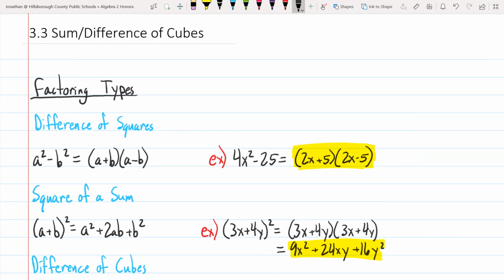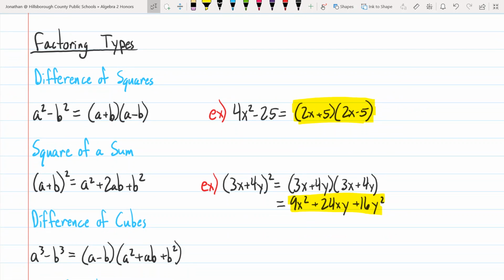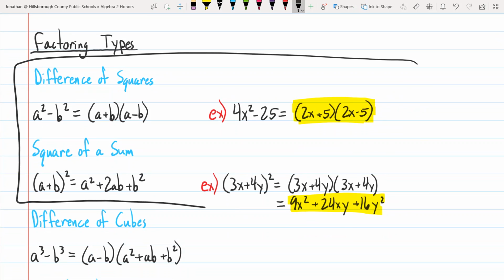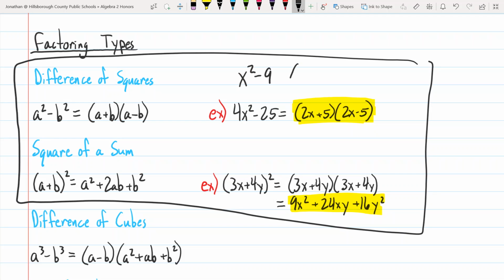So, this is sum and difference of cubes. To start this lesson out, I went over the difference of squares and square of a sum. Difference of squares is something you should know. You've seen it all over the place, maybe x squared minus 9 breaks into x plus 3 and x minus 3. This is also a difference of squares, keyword being squares. 4x squared and 25, those are perfect squares.